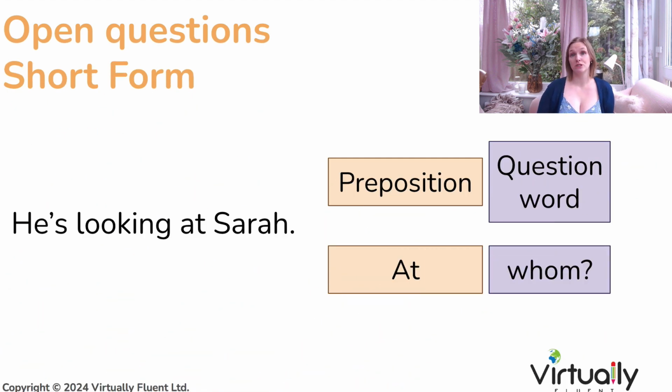And it's also important to note that we can slightly cut our question to just the preposition and the question word. And this is often if someone has given you some information, but you're not quite sure what they were saying, or maybe you didn't hear them. So you want to ask a short clipped question rather than the whole question. And in that case, we just use preposition plus question word. For example, I might say, oh, he's looking at Sarah. You didn't hear who he was looking at, so you'd say, at whom?